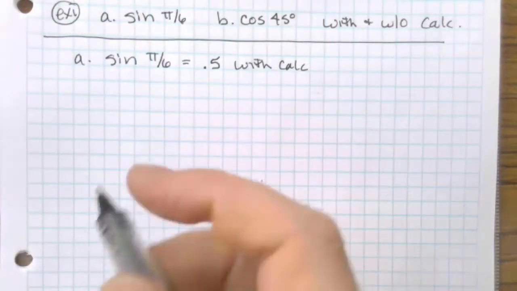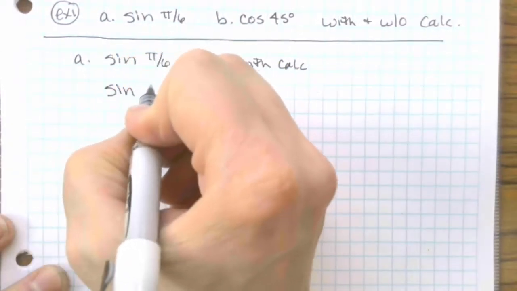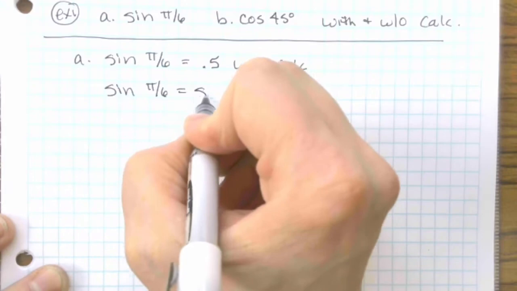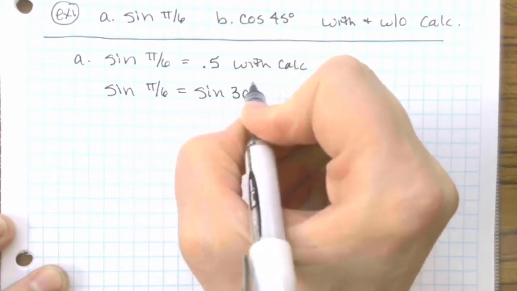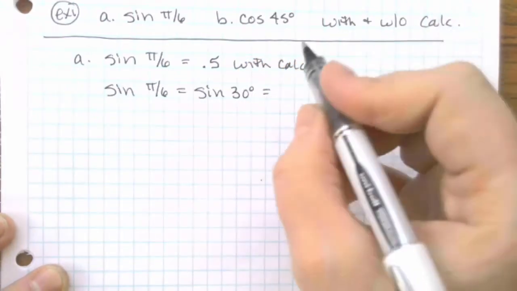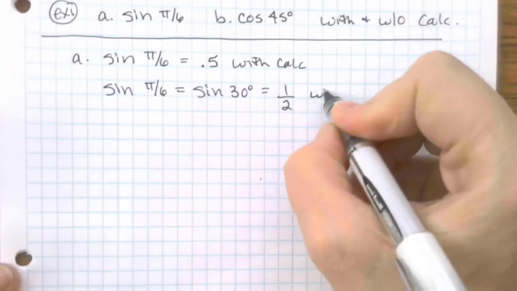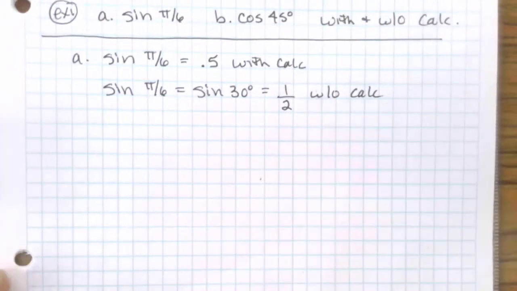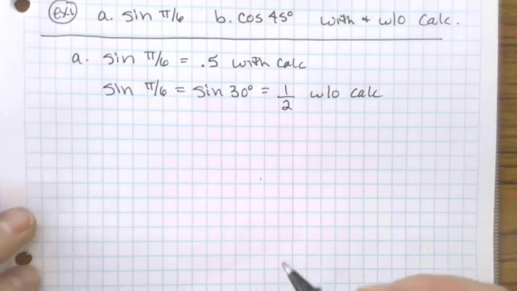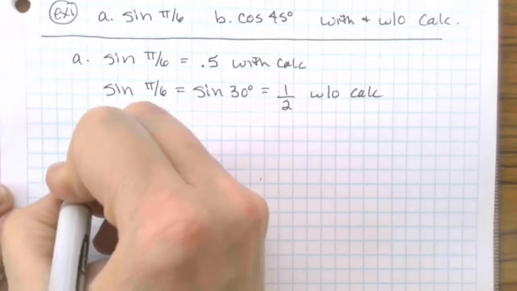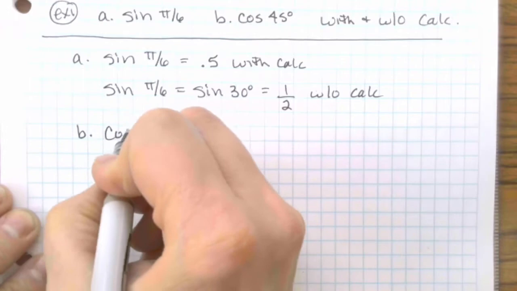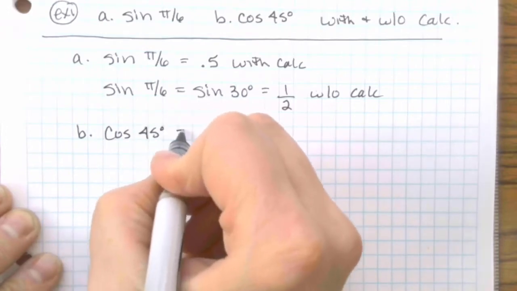Okay, so without the calculator, sine of pi over 6 is the same as sine of 30 degrees, which hopefully you've memorized. That equals 1/2. And that's the form you answer without a calculator, is in the fractional form. Okay, pretty straightforward. Let's go on to B, which is cosine of 45 degrees.